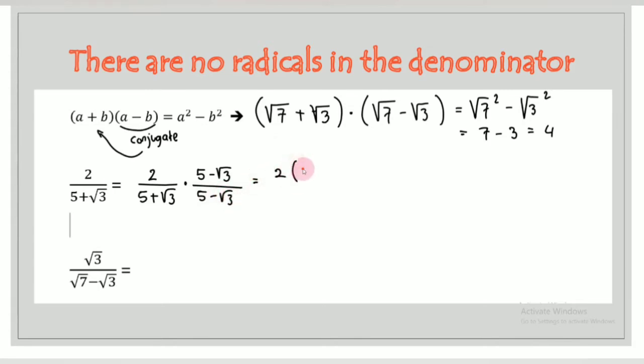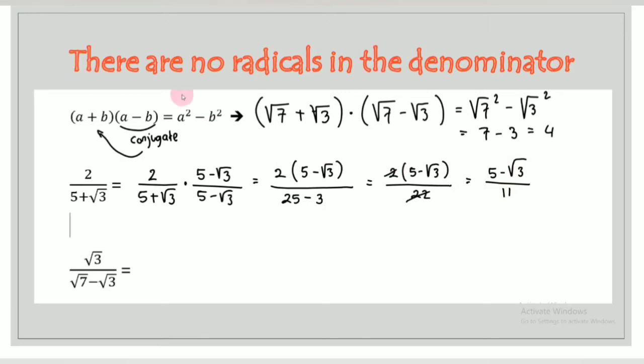So in the end, you just need to multiply both the numerator and the denominator, and the denominator becomes 25 minus 3, since it's 5 squared minus 3. So you have gotten rid of the radicals in the denominator. By simple algebra, you can see that we can still cancel and simplify it. So the simplest form is 5 minus square root of 3 over 11.